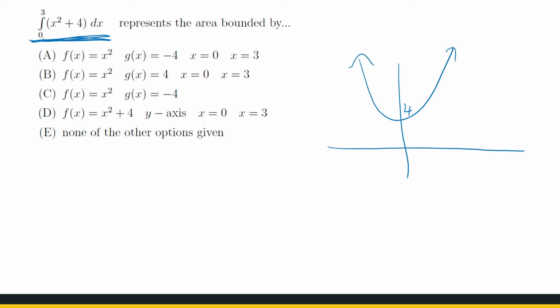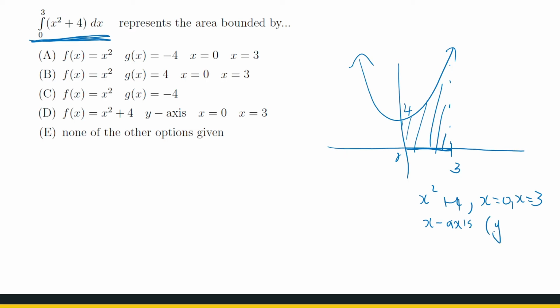So if I look at the integral from 0 to 3, if I want the area, this area given here, that would be the area bounded by x squared plus 4, x equal to 0, x equal to 3, and the x-axis, or y equal to 0. Those are the 4 boundaries of that area. So let's see if that is present. All right, all of these first 3 only have x squared. Here's the function x squared plus 4, x equal to 0, x equal to 3.